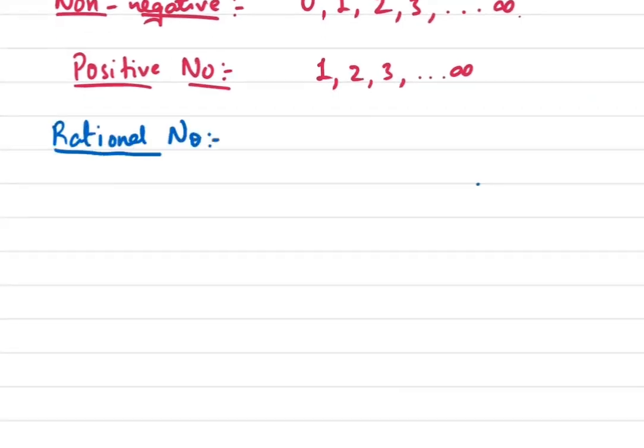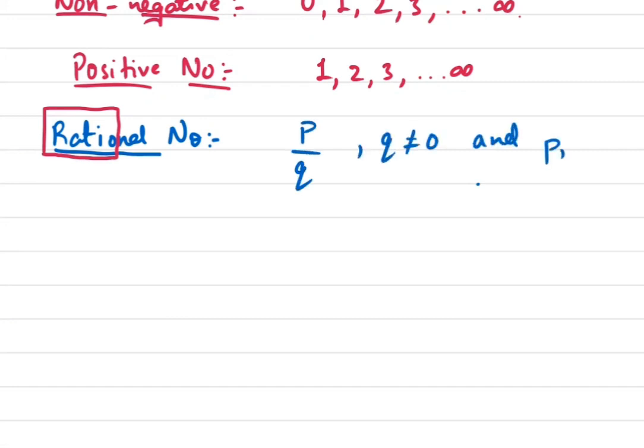If you have paid attention to this word rational, there is something hiding over here. That is the word ratio. So it is nothing but the ratio of two numbers, p over q, such that q is not equal to 0 and p and q both belong to integers. All right. So the ratio of any two integers is nothing but a rational number, and it is usually denoted by capital Q.